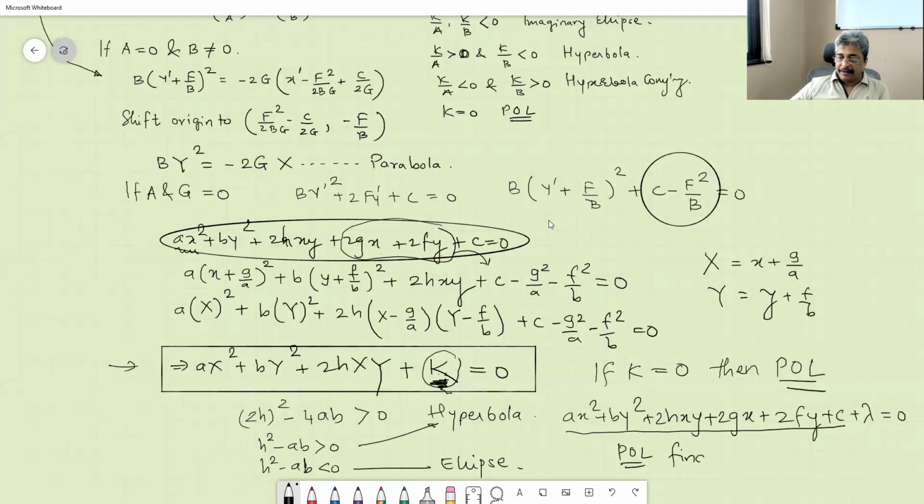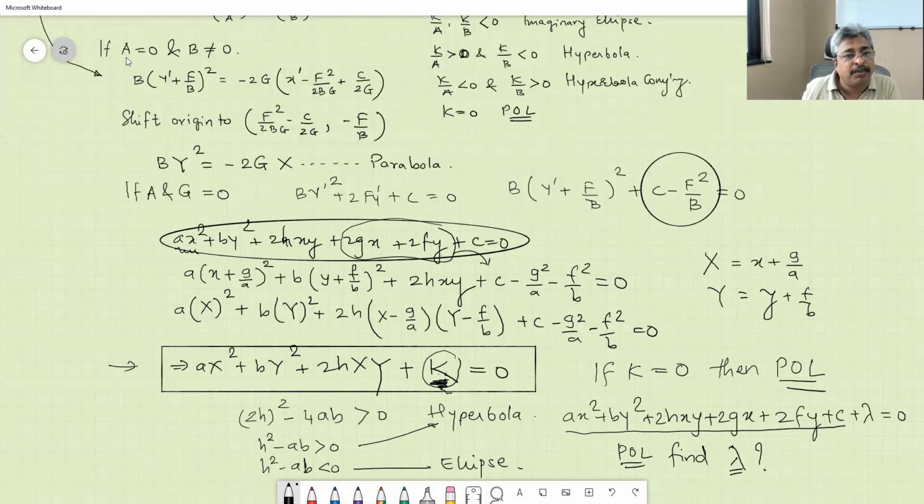Find what is lambda. For what value of lambda will the general degree 2 equation become a pair of lines? That is the constant by which your hyperbola differs from the joint equation of asymptotes, and your corresponding conjugate hyperbola will also differ by that number from the joint equation of asymptotes. That is the complete story.